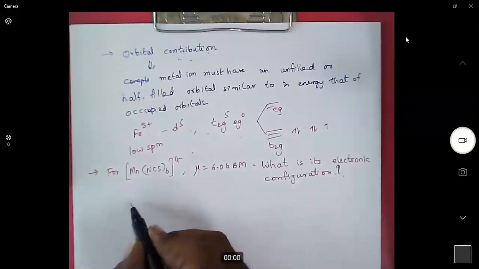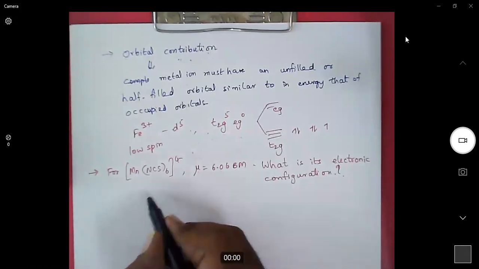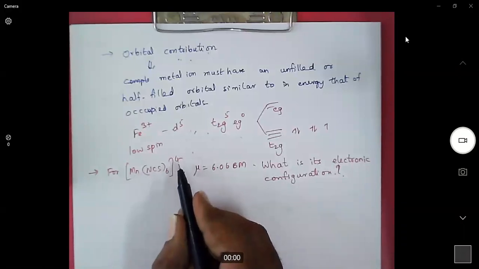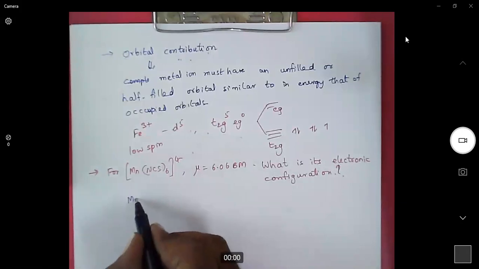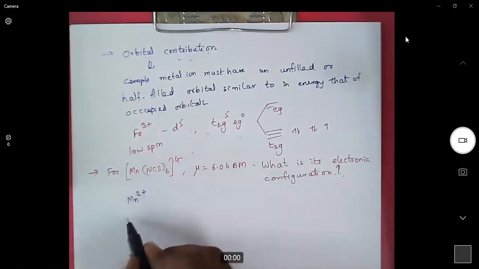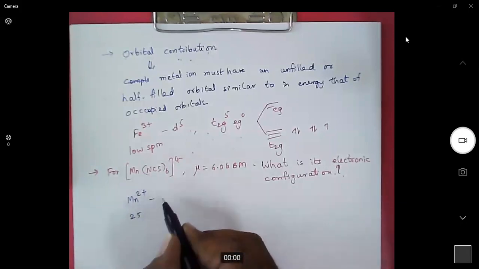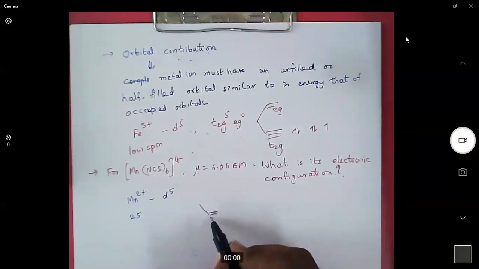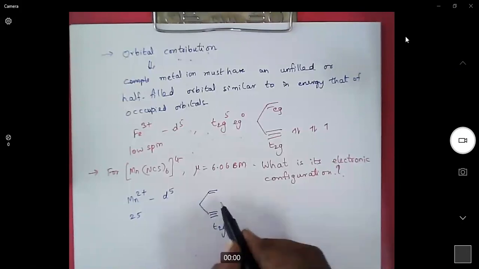Look at this complex. NCS has a -1 charge, so a total of -6 charge must be here. But here we have only 4 minus. That means manganese is in the 2+ oxidation state. Manganese, whose atomic number is 25, in its 2+ state will have 5 electrons in the d orbital. Now there are two possibilities: one is a low spin complex, another is a high spin complex.